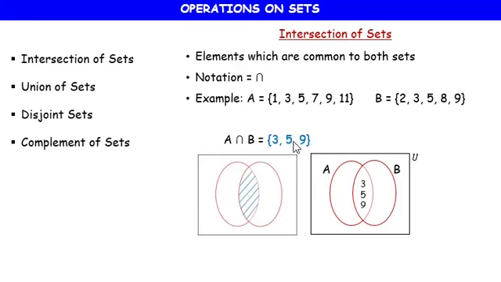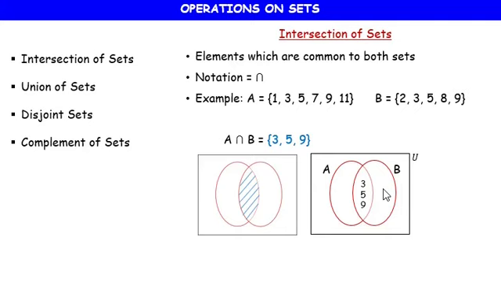So if we are to represent this on a Venn diagram, you are going to have the circle for A, circle for B, and then you are going to put the members that are common, that is 3, 5, 9, in the middle section here. It means when you pick 3, 5, 9, you can find it in set A, and you can find 3, 5, 9 in set B as well. So that is how we represent intersection of sets on the Venn diagram.